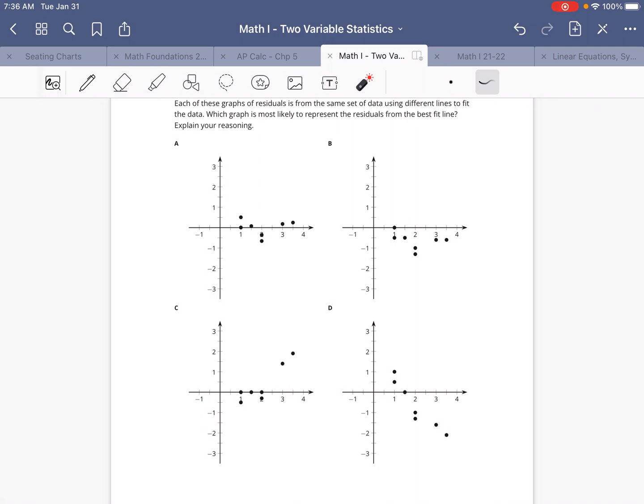The other thing is, if it's a best fit line, you should probably have about the same number of positive residuals as negative residuals. Since these are all 0 or negative, what this tells me is that my linear model is actually above every single point, and that's not a very good model.